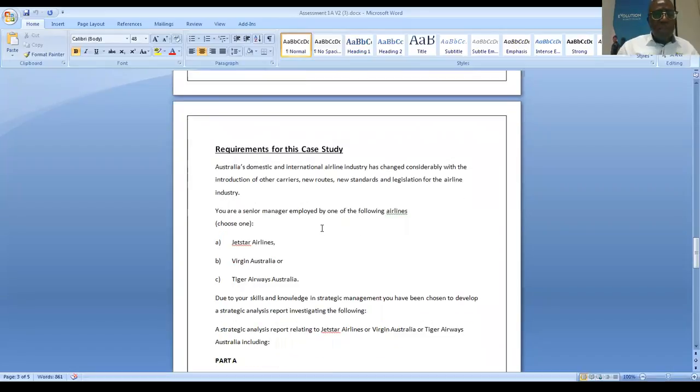So the requirements for this case study is: Australia's domestic and international airline industry has changed considerably with the introduction of other carriers, new routes, new standards, and legislation for the airline industry. So what you're saying is there have been some new regulations that have come up. We've got some new players now in our airline industry, and some of these new players, like Tiger, came in recently, and they were charging $49, $79 to go to Melbourne and Adelaide and Gold Coast. And so you can look at that and say, well, how does that impact the domestic market?